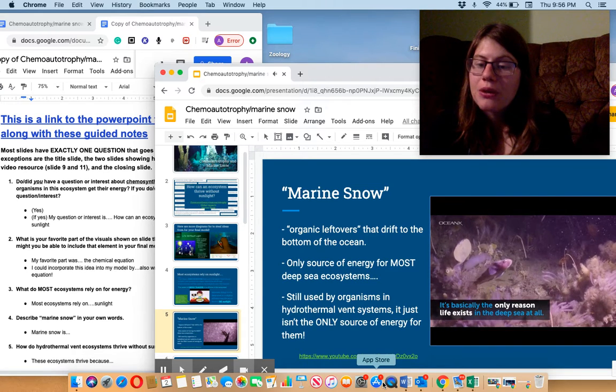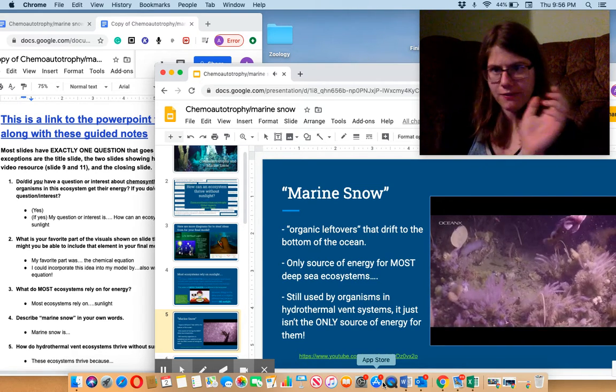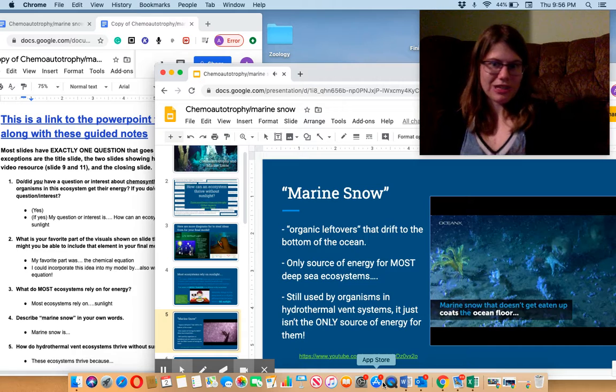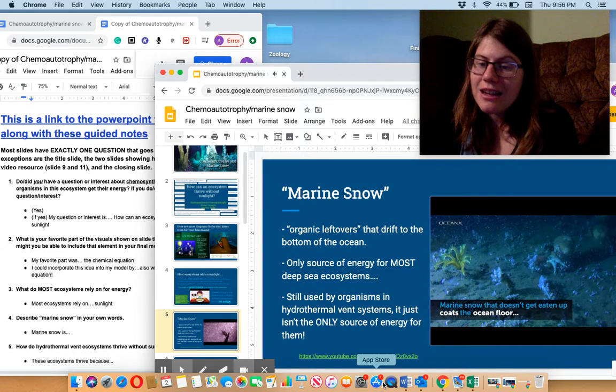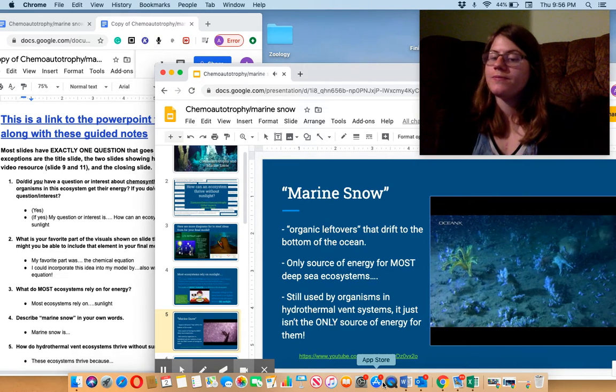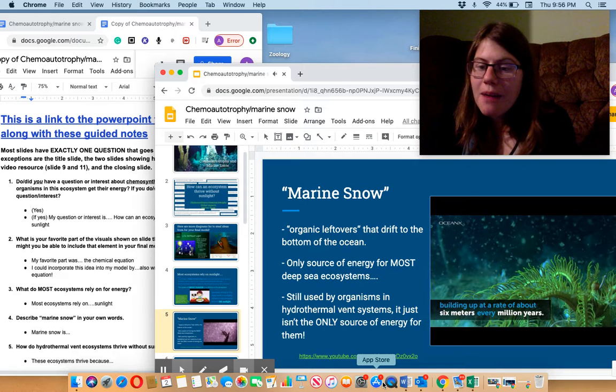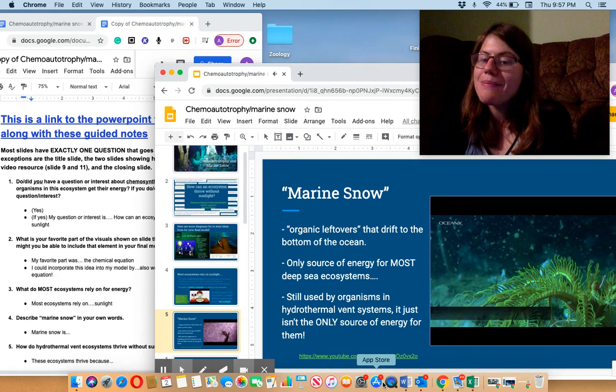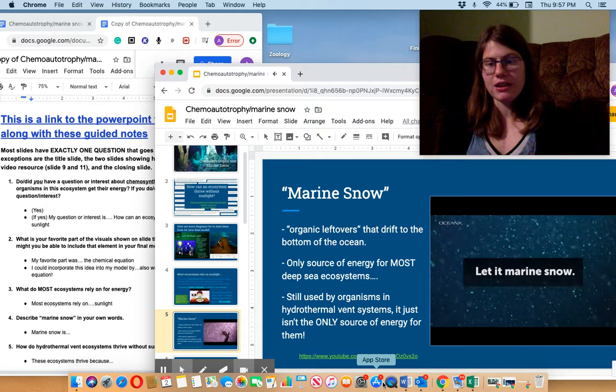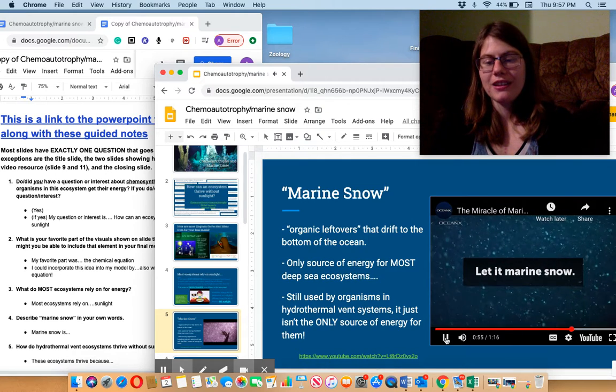It's basically the only reason life exists in the deep sea at all, except for geothermal vents where you can get geothermal energy. Marine snow that doesn't get eaten up coats the ocean floor, building up at a rate of about 6 meters every million years. So let it marine snow.